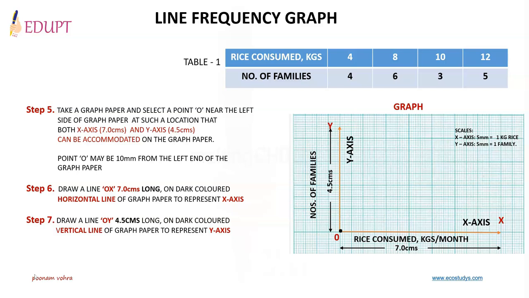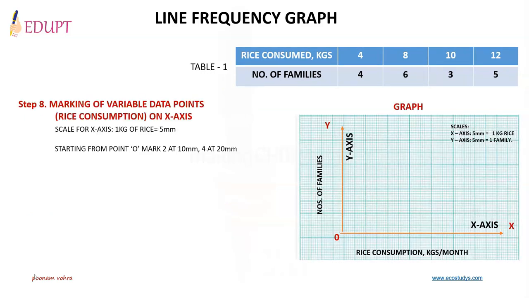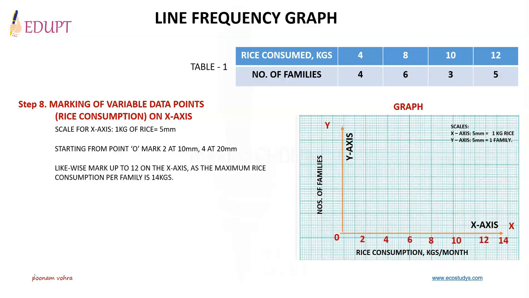Then mark the variable data points, rice consumption, on x-axis. Scale we have already understood. It is 1 kg of rice equivalent to 5 mm. So starting from 0, mark 2 at 10 mm, 4 at 20 mm, and so on. So we can see that all the points are marked on x-axis beginning from 0 till 14.